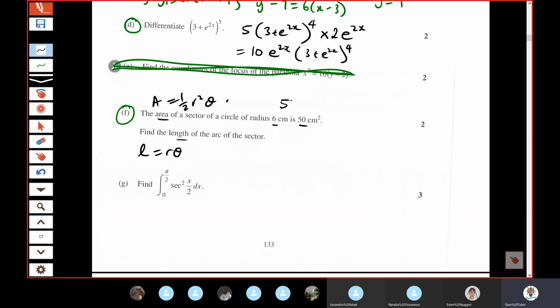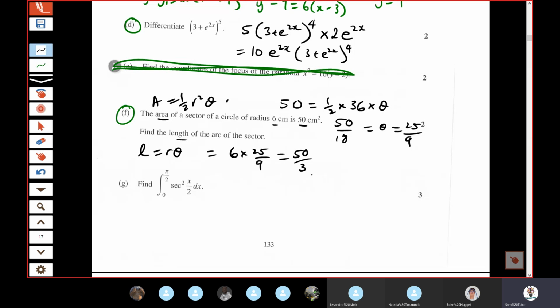So area is 50, correct? Which equals half times r squared, 36, times theta. And that's it. You just bring everything to the other side. So half times 36 is 18, and then 50 divided by 18. What did you say it is? 25 on 9. Probably use that more. And then the answer that we're looking for is 6 times 25 on 9. 50 on 3. Radians, or whatever.